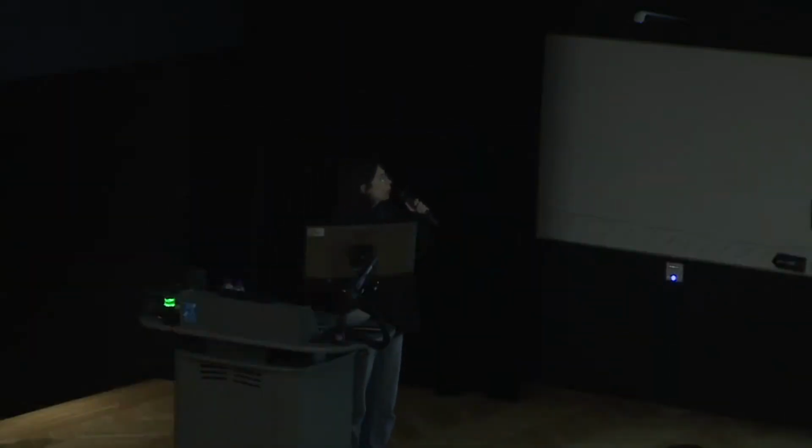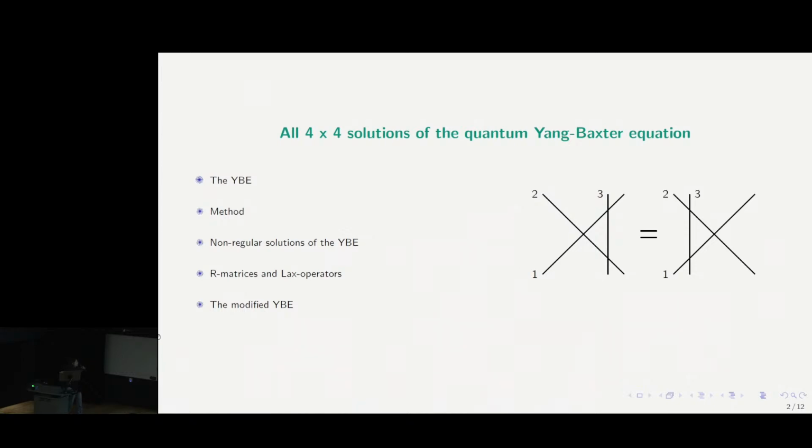What am I going to talk about? I want to tell you about all 4x4 solutions to the quantum Yang-Baxter equation. So I'll have to remind you what the Yang-Baxter equation is. It's this. Then I have to tell you how we solved it. Then I have to show you our solutions, and then I'm going to switch gears a little bit and talk about relations between R matrices and Lax operators and how these relations break, leading to the modified Yang-Baxter equation. Okay, so we said this is the Yang-Baxter equation.